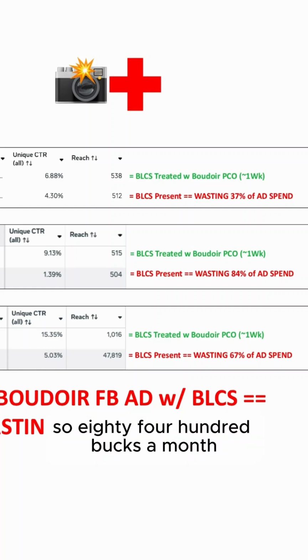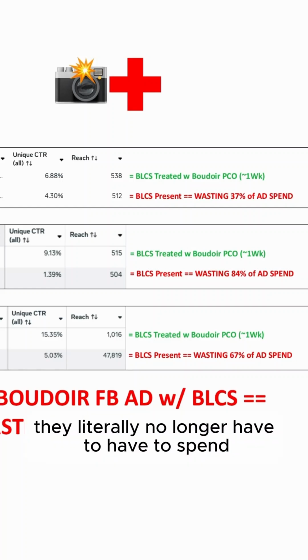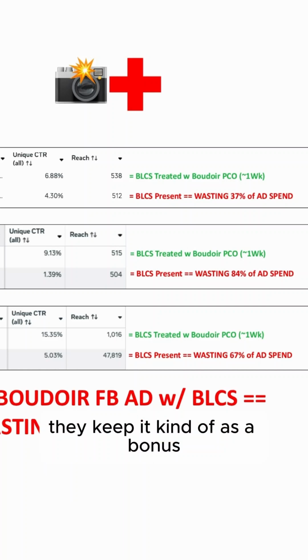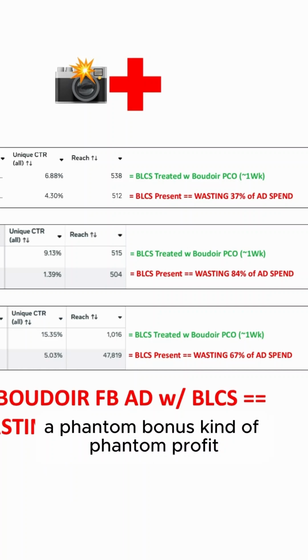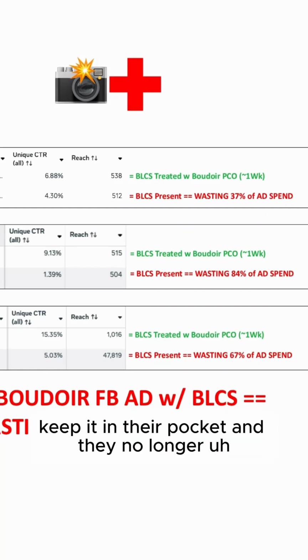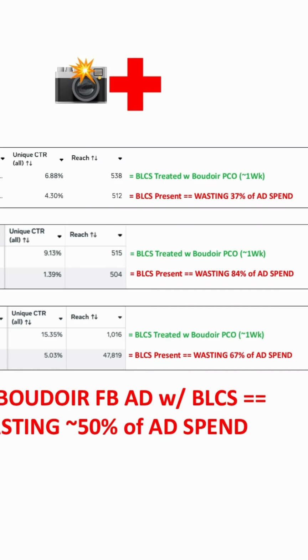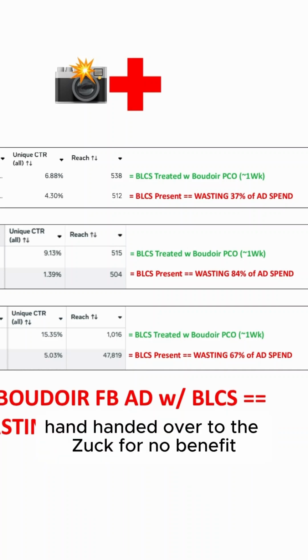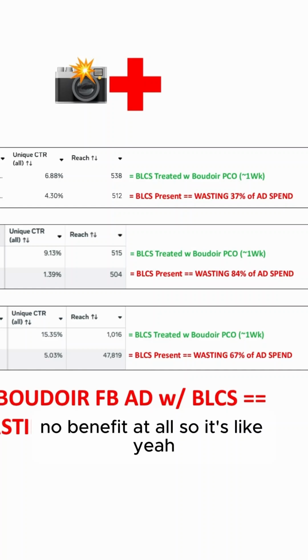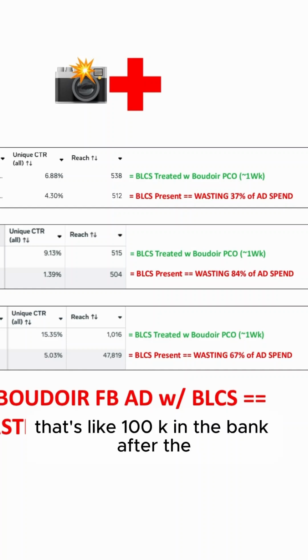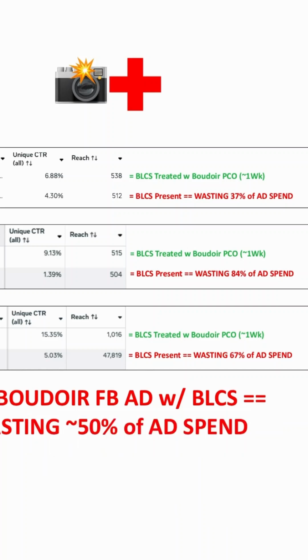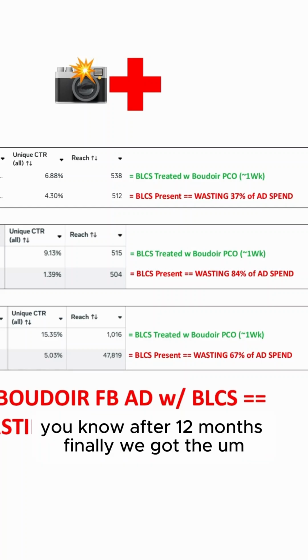So $8,400 a month, they literally no longer have to spend. They keep it as a bonus, a phantom bonus, kind of phantom profit. They keep it in their pocket, and they no longer hand it over to the Zuck for no benefit at all. So it's like 8,400 a month. That's like 100K in the bank after 12 months.